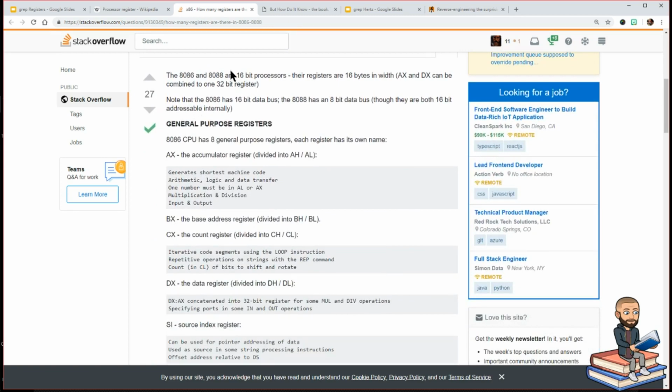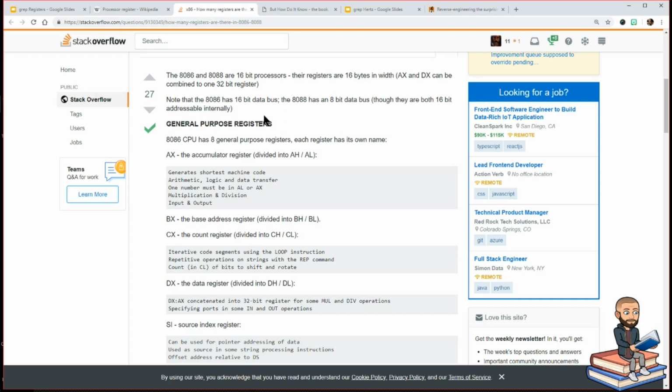But this first answer is a terrific one to just start wrapping your mind around how registers work. The person here is clarifying that the 8086 and the 8088 are only 16-bit processors. For you in my class, this means we are talking about a baby processor. This is like the olden days. In my lab, you're working with 64-bit processors.